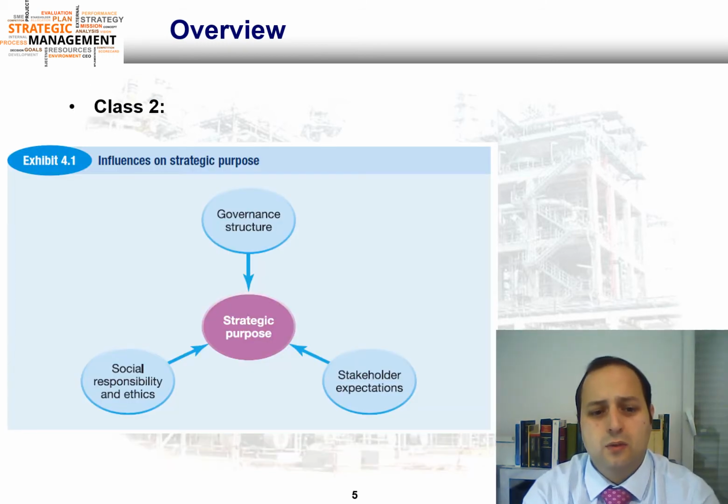In class 2, we mainly spoke about strategic purpose. This is super important. What are the goals of the company? Where are the companies going? And the strategic purpose is going to be defined by 3 very important factors: the governance structure and the corporate governance, the stakeholder expectations, and the social responsibility and ethics in business.